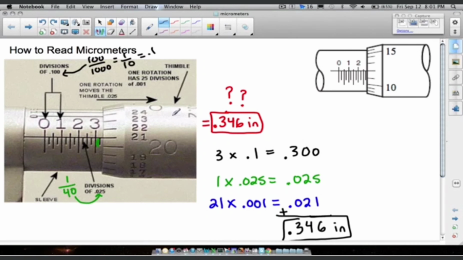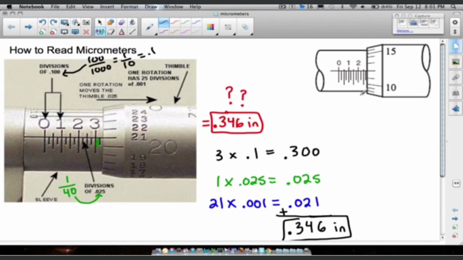Now there are micrometers out there that read even more accurately than that. They're called vernier micrometers. But for right now, we're just going to focus on the micrometer that can do to the nearest thousandth. There are micrometers that can go even further, like 1 more decimal place to the nearest 10,000th. But we're not going to worry about those for right now.